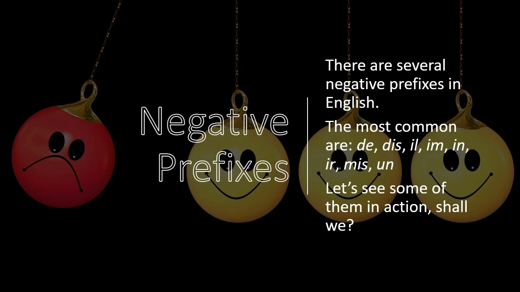There are several negative prefixes in English. The most common are di, dis, il, im, in, ir, mis, un. Let's see some of them in action, shall we?